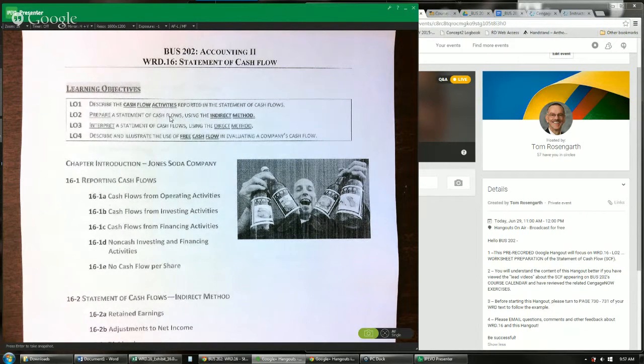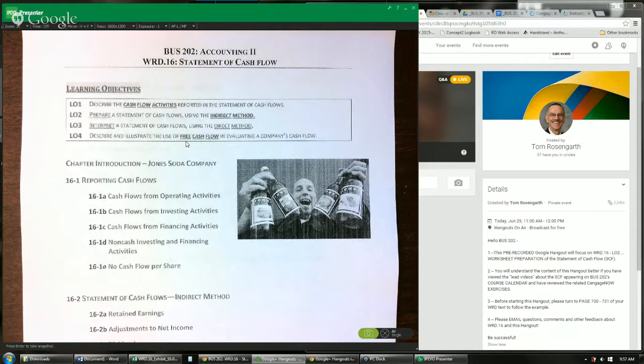We'd also like you to be able to interpret the statement of cash flows, both the indirect and the direct method, and then describe the free cash flow and how business people use that. Learning Objective 4 is covered adequately in the e-lecture and the animated example, and unless there are questions, I will not address it in this Google Hangout.